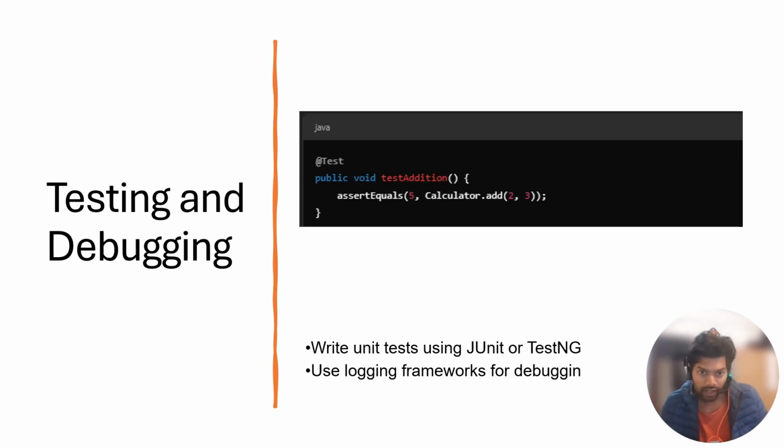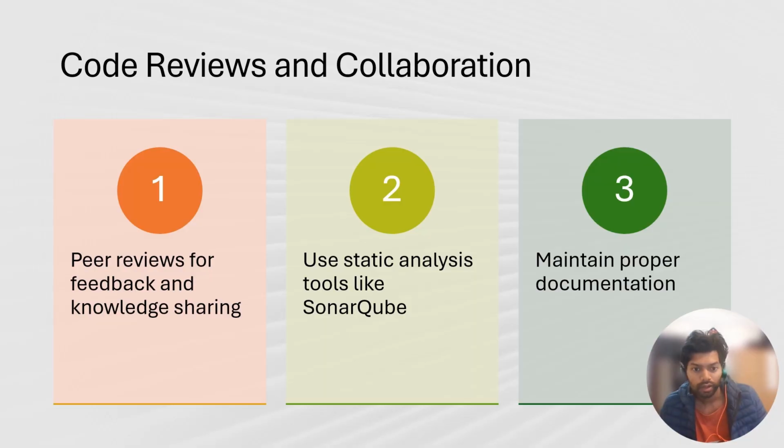Testing and debugging is one more thing. It's better you have your unit tests using JUnit or TestNG, and you should be using the logging framework for debugging purposes. Code review and collaboration are very, very important. It's always good to do peer review. It doesn't matter how much experience you have; if you're writing code, it should be reviewed by your peers or by seniors. To make it better and more robust, we can even use tools like SonarQube, Spotless, and there are many tools even for formatting, right? If you Google, you will get to know many tools available.